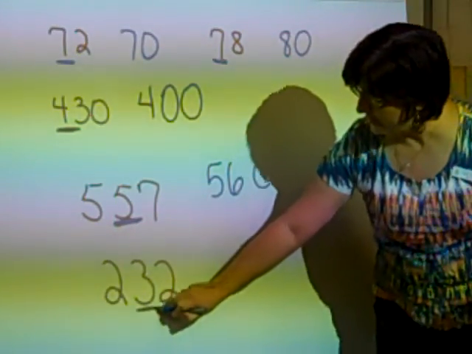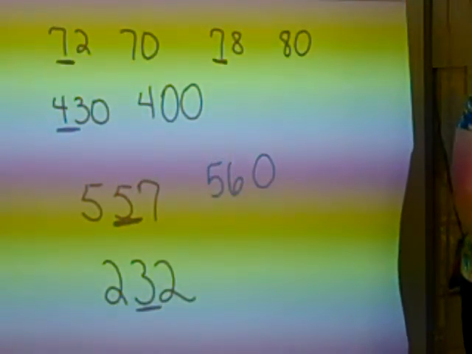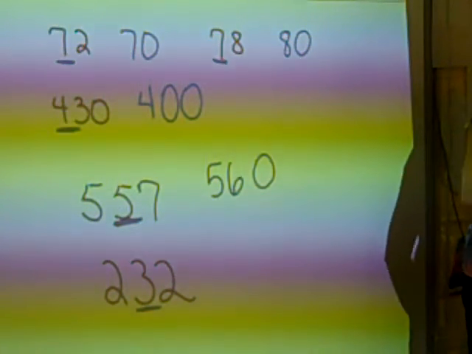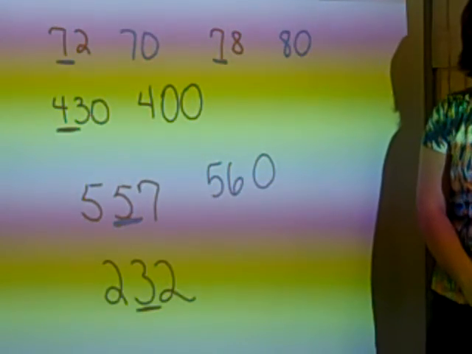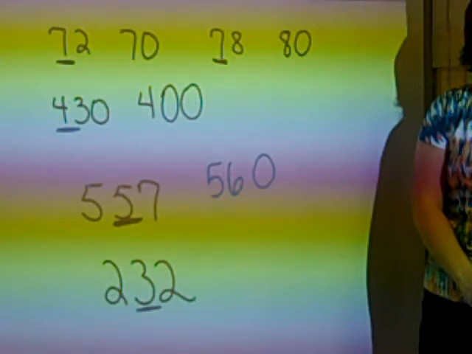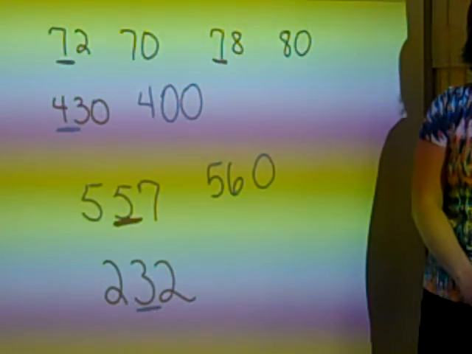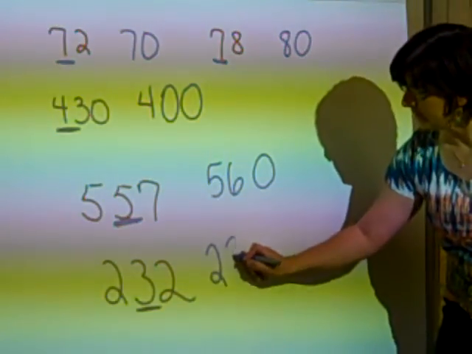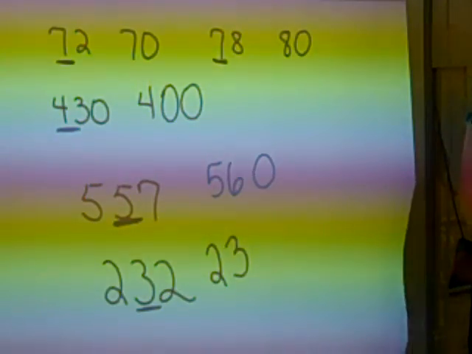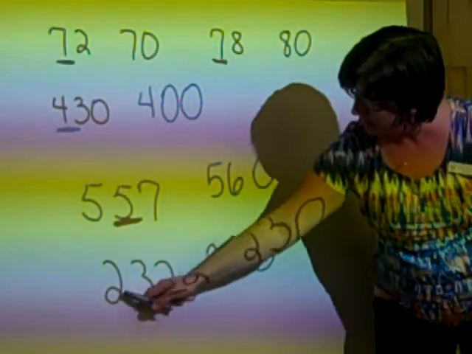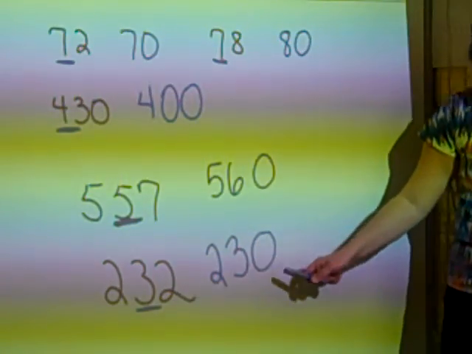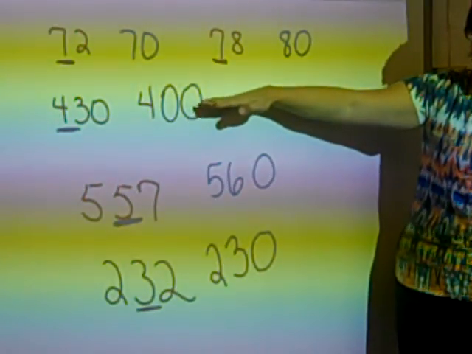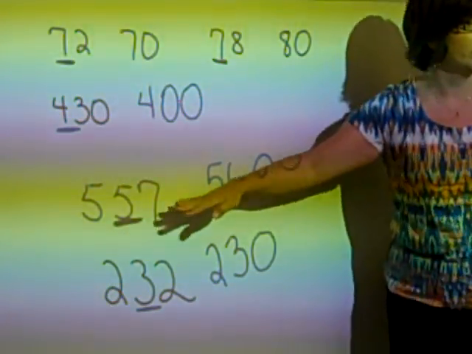I've underlined the 3 because it's in the tens place. Do you think I keep that 3 the same or make it a 4? Danny? Keep it the same. Why do I keep it the same? Because 2 is closer to 30 than 40. It's closer to 30, and it's also less than 5. So I'm going to keep the 3 the same, and what am I going to do with that 2? Make it a 0. Good. So 232 rounded to the tens place is 230. So we have rounded to the tens place, we've rounded to the hundreds place, and now we have rounded a hundreds number to the tens place.